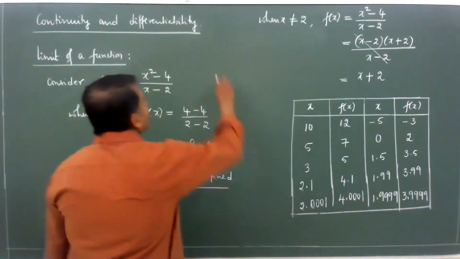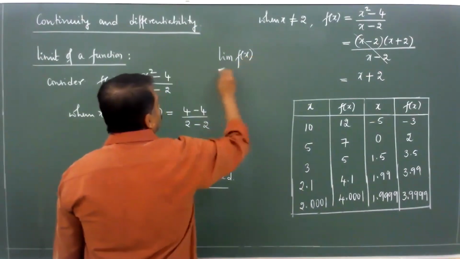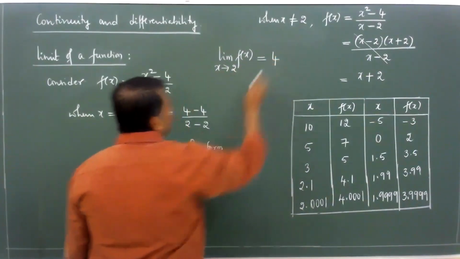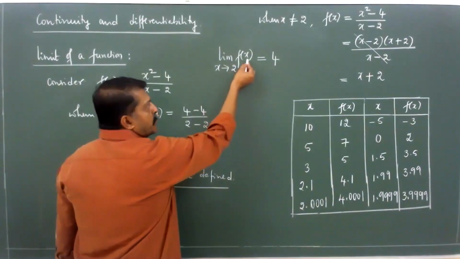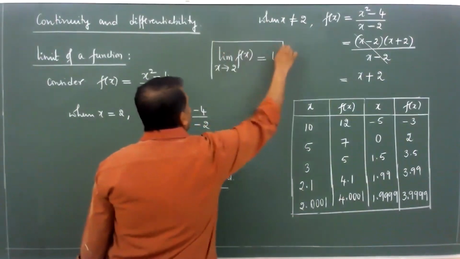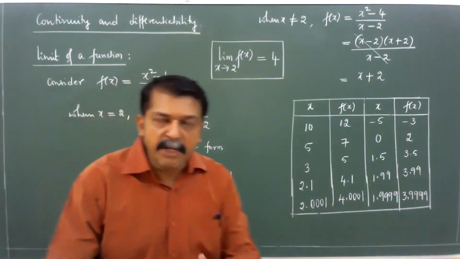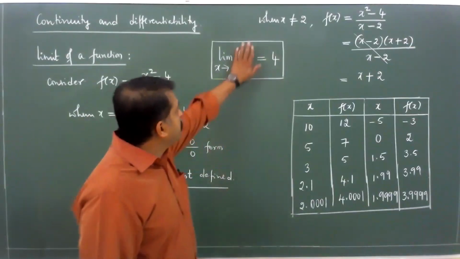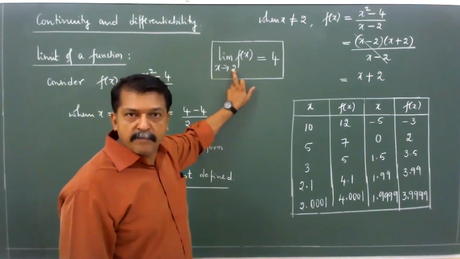This we write as limit of the function f of x as x tends to 2 is equal to 4. As and when x takes values close to 2, f of x takes values close to 4. This is your limit of the function. So basically, by finding the limit of a function, what is it that we understand?